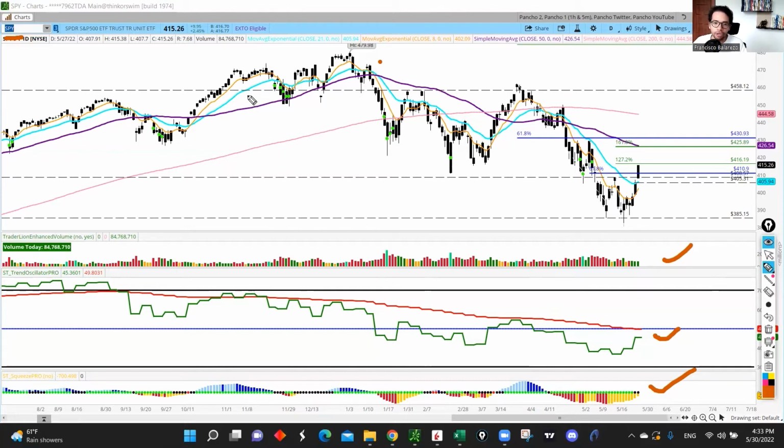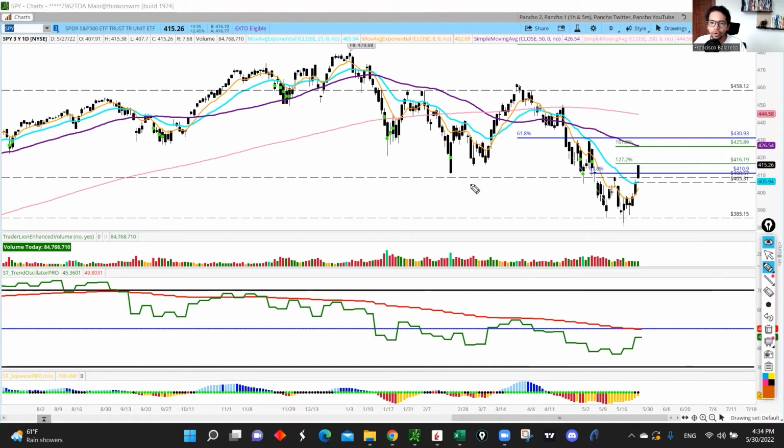And the ones that I have in my charts, I have the 8 exponential moving average, which is the orange one. I have this light blue one, which is the 21 exponential moving average. I have the 50 daily simple moving average, which is the purple line, and then I have the 200 simple daily moving average, which is the pink one in my charts.